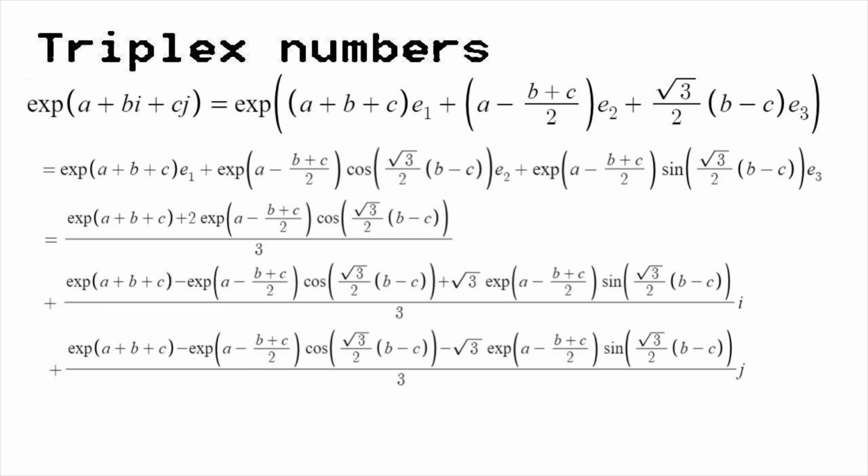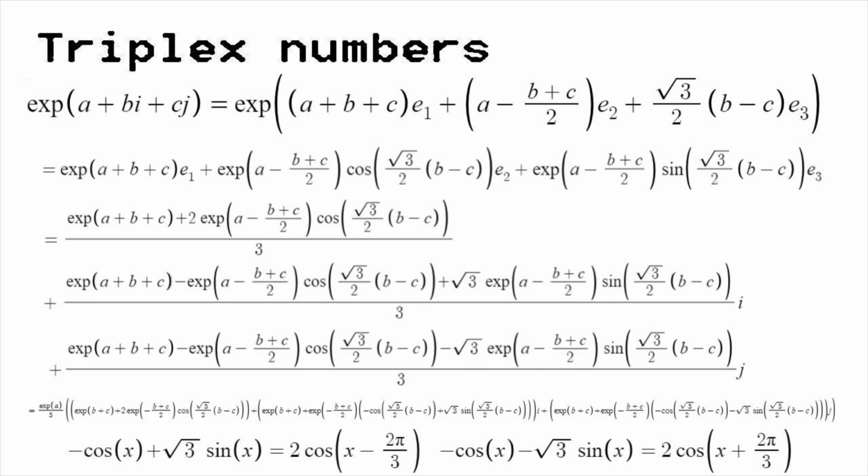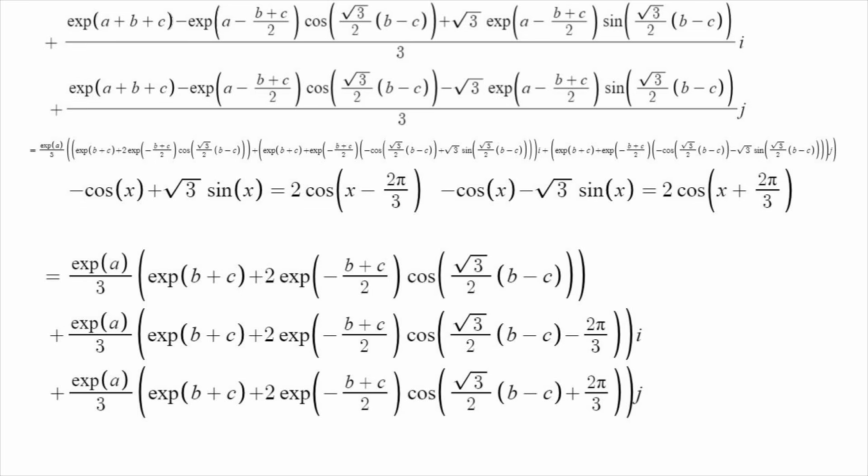Luckily, we can just factor an exponential of a over 3 out of everything. Then, note that the coefficients for i and j each have these trigonometric functions of the same expression in them. Using some trig identities, we can simplify both, leaving the whole expression as this. It's longer than our power series expression, but a whole lot clearer about what's actually going on.